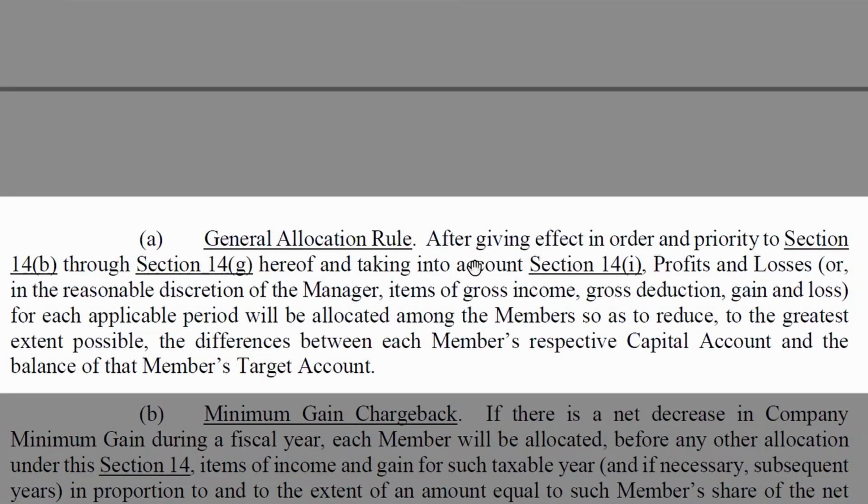General allocation rule. After giving effect in order and priority to section 14B through 14G hereof and taking into account section 14I, profits and losses, or in the reasonable discretion of the manager, items of gross income, gross deduction, gain and loss for each applicable period will be allocated among the members so as to reduce to the greatest extent possible the differences between each member's respective capital account and the balance of that member's target account. That's nauseating. We don't know what any of that means.